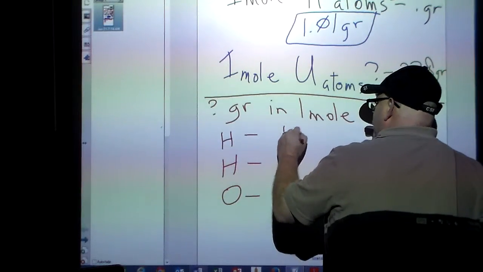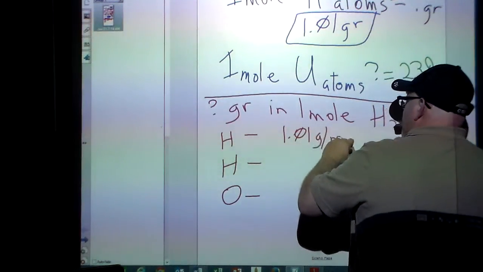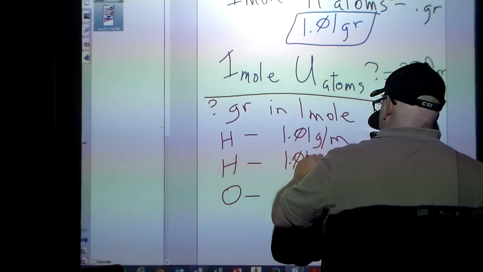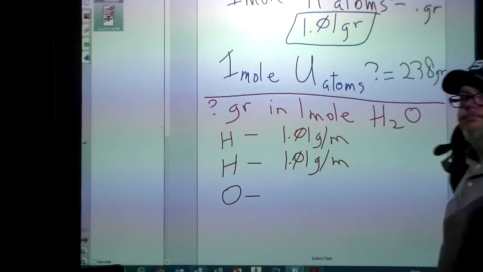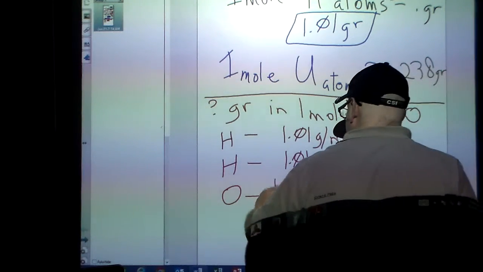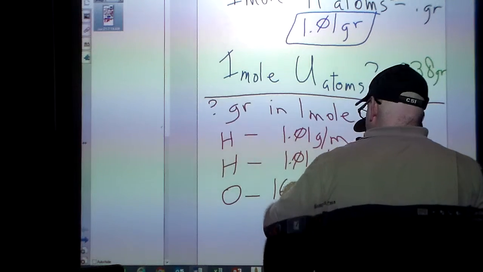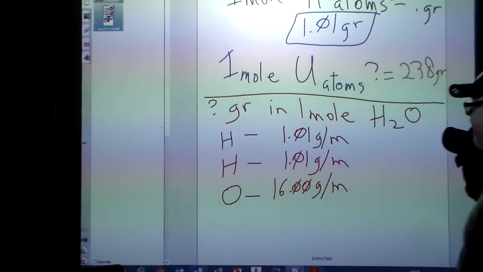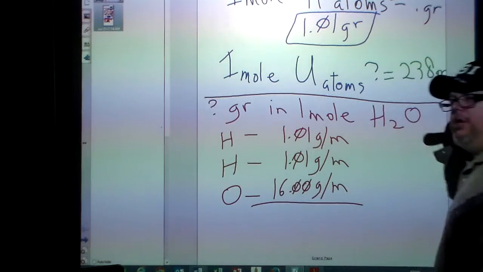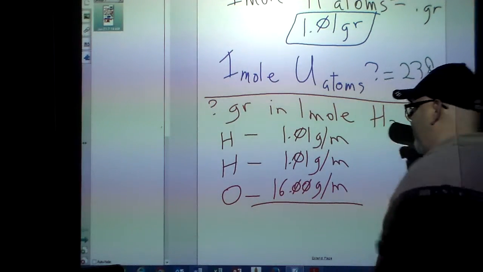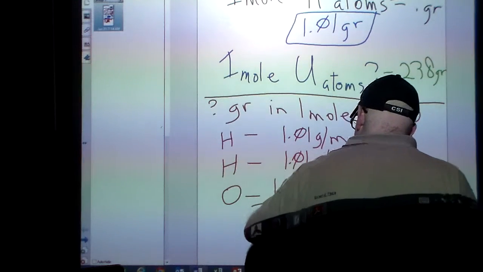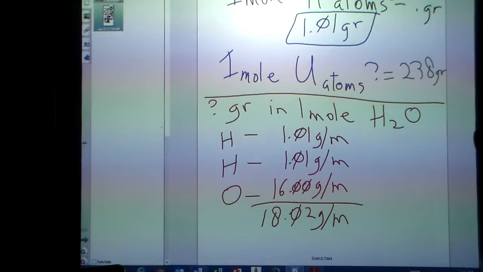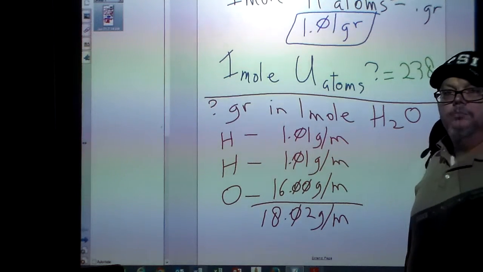So I know H is 1.01 grams per mole. The other H is 1.01 grams per mole. And then oxygen has 16 grams per mole. This is what we have. Now, all you need to do at that point is add them up, and you get 18.02 grams per mole of water.